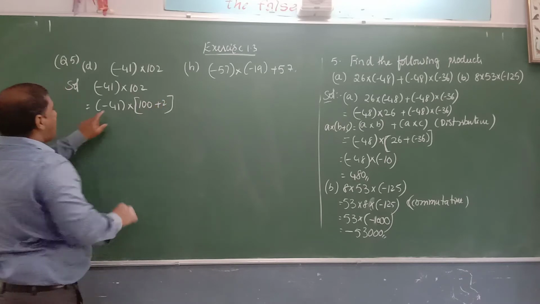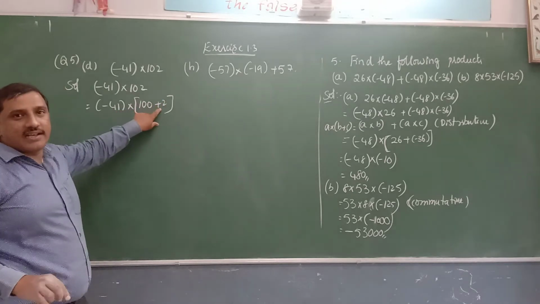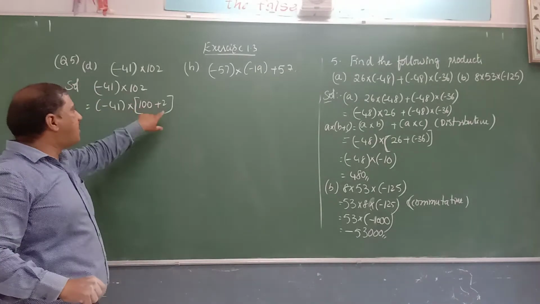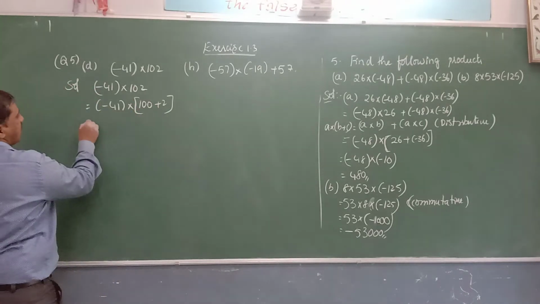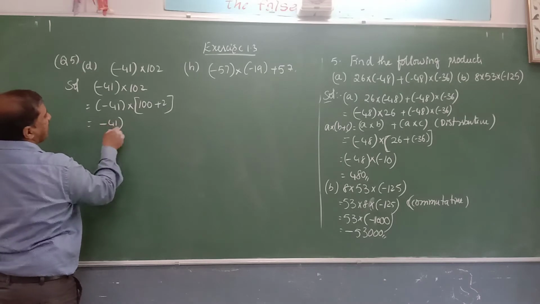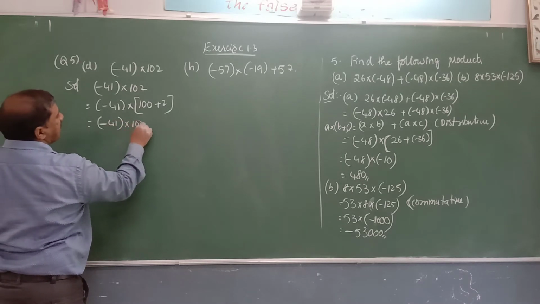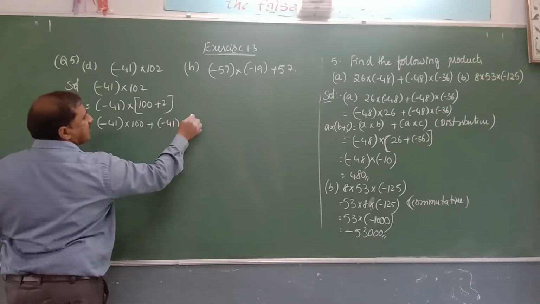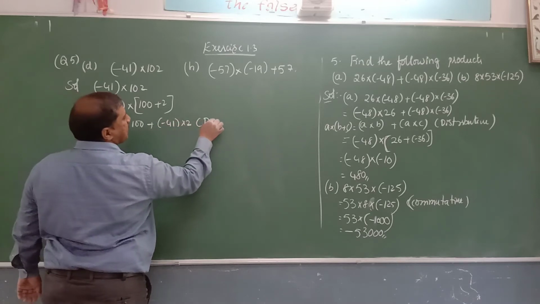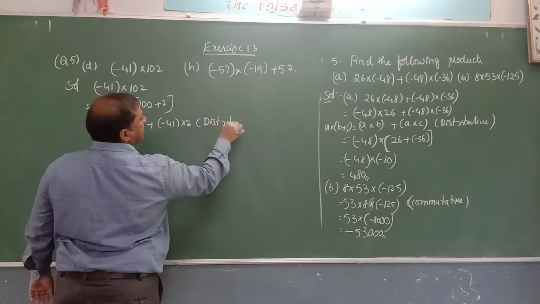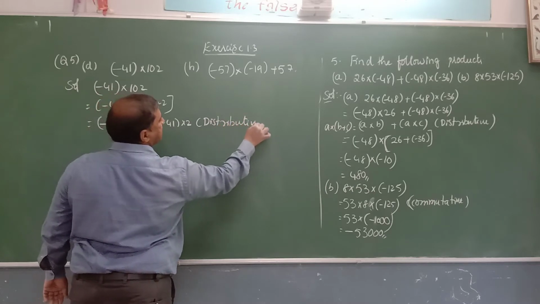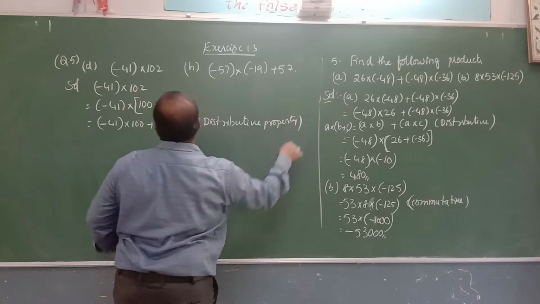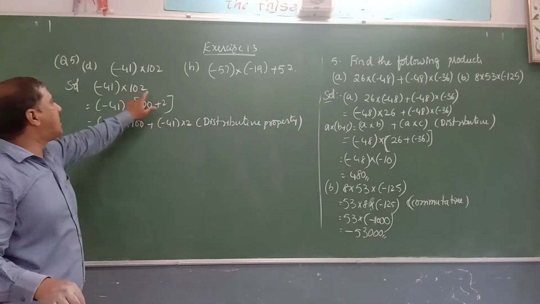Now observe this, A into B plus C. Which property is it? Distributive property. A into whole B plus C is equal to A into B, that is minus 41 into 100 plus minus 41 into 2. So which property is it? Distributive property, right? So we divided 102 as 100 plus 2.